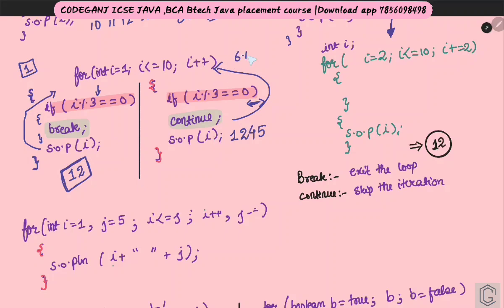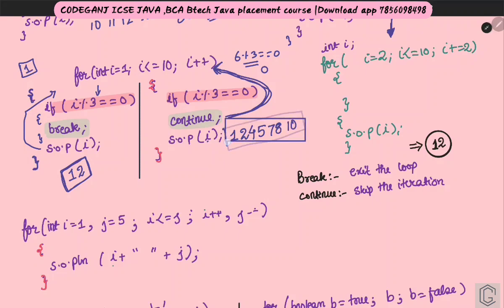Now when it becomes 6, 6 mod 3 will again give you 0. Again 6 is divisible by 3, so the remainder will be 0. Again the condition will be true, so your continue is encountered, and your system.out.println is skipped. As soon as continue is encountered, it will go to I plus plus. So it will print 7, 8, and again 9 will be skipped, then finally 10 will be printed, then I becomes 11 and the loop will exit. Am I very clear? Good. So this is the basic and perfect difference between break and continue in a loop.